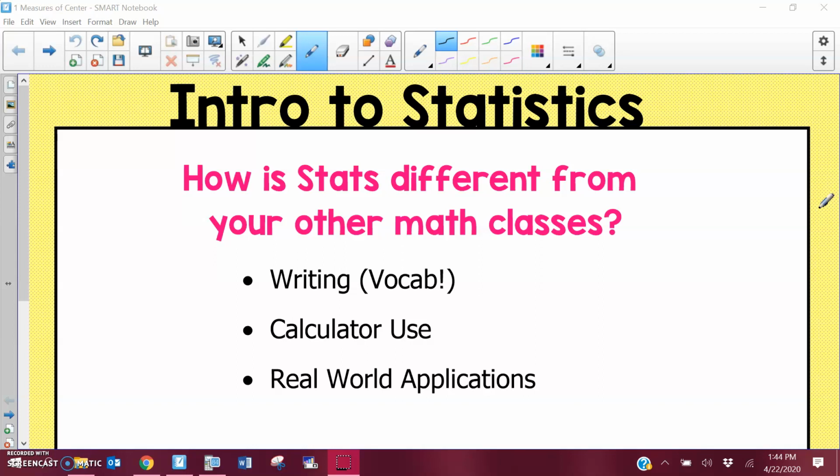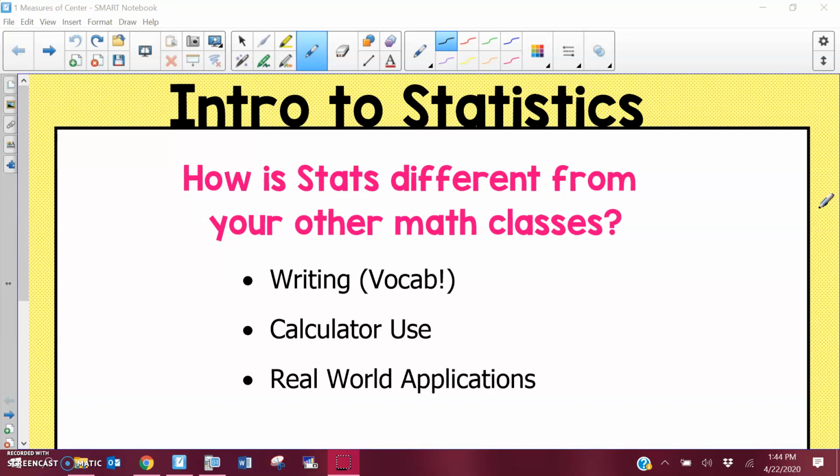First of all, there's a lot of writing in statistics. A lot of it is calculating a number and then figuring out what it means in context. So you have to know a lot of vocabulary. You do have to write a lot. That's one of the reasons I never wanted to teach statistics whenever it was offered to me, because I'd have to grade essays almost, and I was like, you get to use your calculator the whole time.